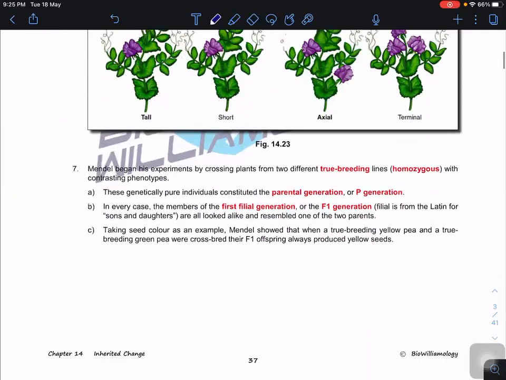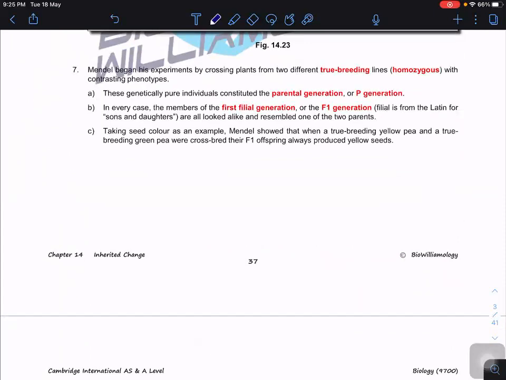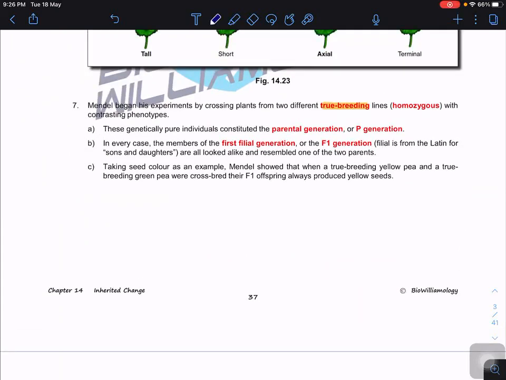Mendel always started his experiment by crossing plants from two different true breeding or pure breeding lines. When you answer questions, these two words are very, very important. If you do not understand these two words, pure breeding or true breeding, you will not be able to continue answering the question. So what do true breeding and pure breeding mean? Same meaning, both mean that they are in homozygous condition.